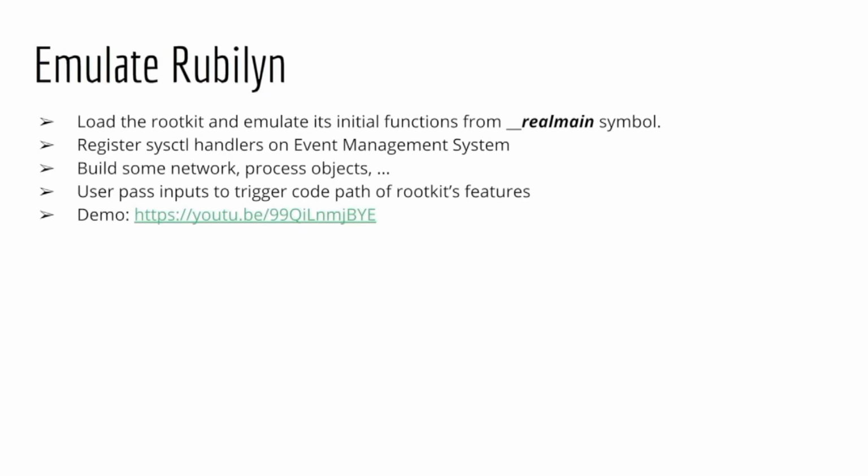To emulate Rootkit, I load it and run its initial function. Then it will automatically register some callbacks to my emulator. I also build some default objects like a network, sysctl arguments, and fake processes. Here is the demo.